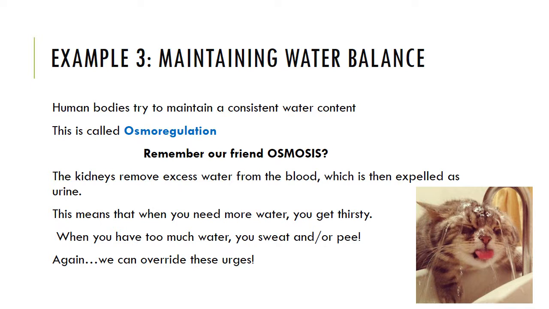When you take in water by drinking water, Gatorade, milk, things like that, or by eating food with water in it, your kidneys will eventually process the excess water from your blood, and then it will go to your bladder, and then you will go potty, also expelled as urine. This also means that when you need more water, you get thirsty. That's your body's signal saying, hey, we need more water, our water levels are getting low. When you have too much water, you sweat and or pee. And again, we can override these urges. We've all drank when we weren't thirsty necessarily. Maybe one time you were really thirsty, but there wasn't water around, things like that. Okay, so that's osmoregulation, maintaining water.